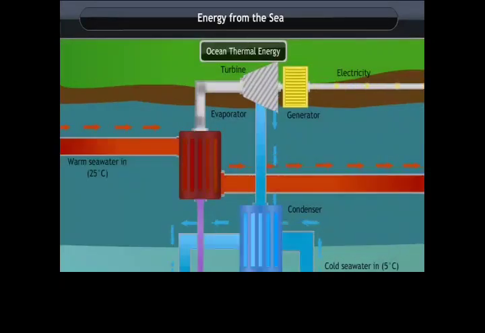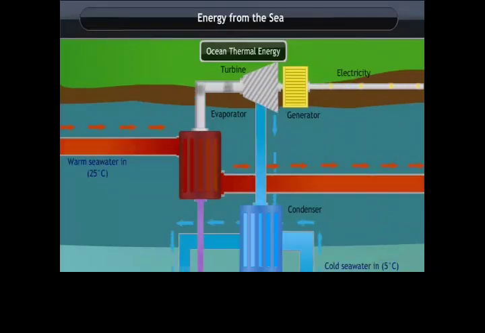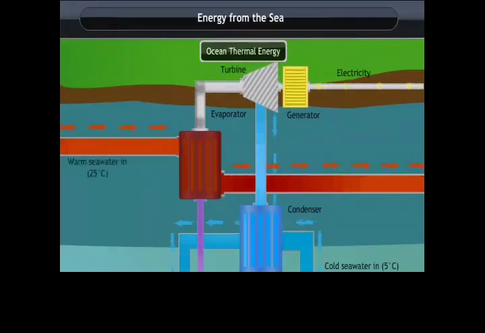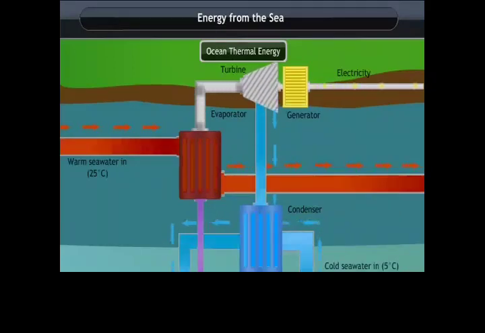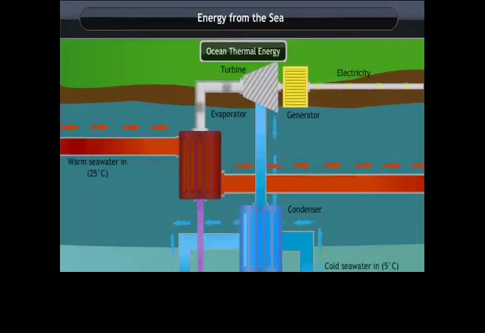Ocean thermal energy. There is a temperature difference between the warm surface water and the cold water at the bottom of the oceans. This difference is about 20 degrees Celsius. The warm surface water is used to boil liquid ammonia, and the vapor is used to rotate the turbines of generators to produce electricity. The cold water from the bottom is then pumped up to cool the vapor back to liquid.